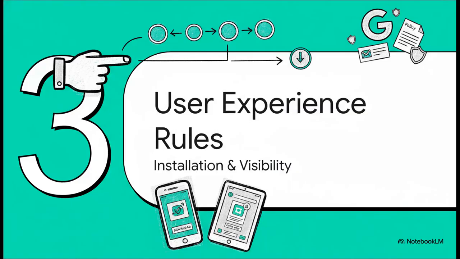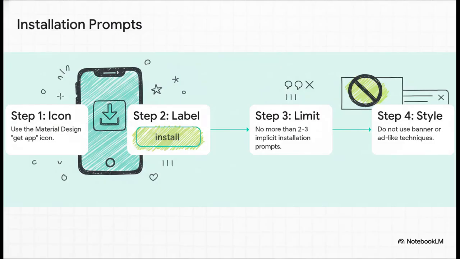Now, let's focus on the user experience because Google has some really specific rules about how you can ask users to install the full version of your app. And I mean very specific. You have to use the official Material Design Get App icon. The button needs to say Install. You can only prompt them maybe 2 or 3 times. And, this is a big one, you can't make it look like a banner ad. The prompt has to feel like a natural, helpful part of the app.